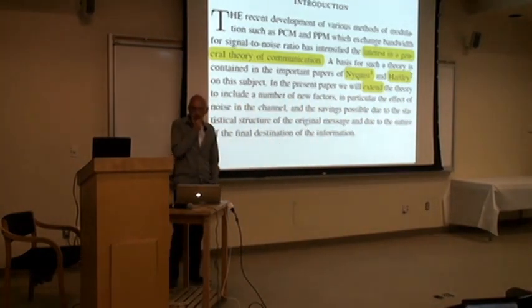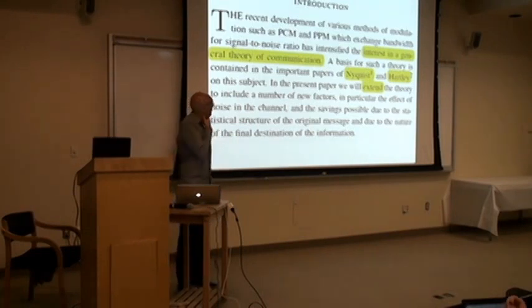So he says a basis for such a theory is contained in the important papers of Nyquist and Hartley. Now Nyquist had written a paper, which has nothing to do with the Nyquist theorem, on how fast you could transmit information through a linear system. And then he came up with the conclusion that it should be proportional to the bandwidth of that system. And then Hartley, in 1928, wrote a very beautiful paper that contains only one equation.